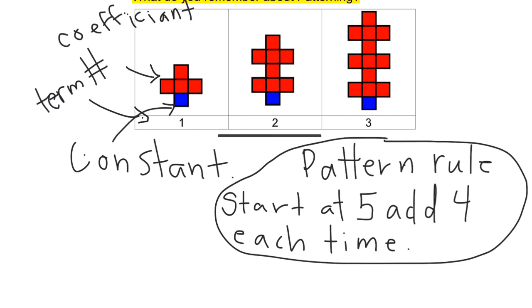Another name that people sometimes use for the pattern rule is the recursive pattern rule, which basically just means that it's a pattern rule that tells you the start number of a pattern, term 1 of a pattern, and how the pattern continues. So that's one way to describe a pattern.